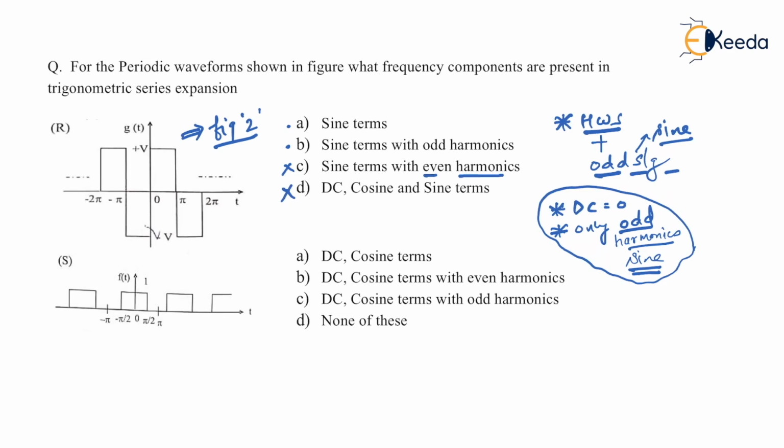Option A says sine terms are present. Of course, sine terms are present. But option B also supports sine terms with odd harmonics. So this is, as I said, the most appropriate answer. Option B is the correct option. So we will deselect option A also.